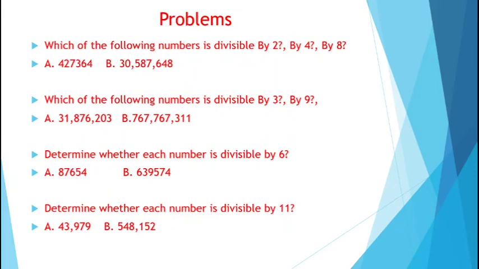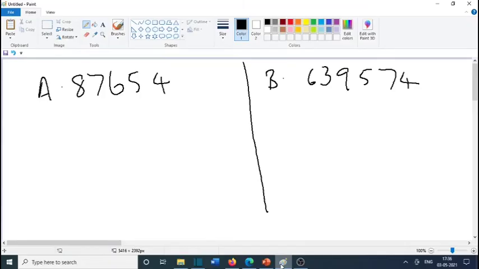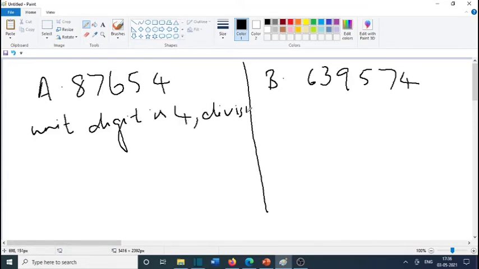Next problem, determine whether each number is divisible by 6. 87,654. Next one, 639,574. So first problem, 87,654. Its unit digit is 4, which is divisible by 2. So the given number is divisible by 2.